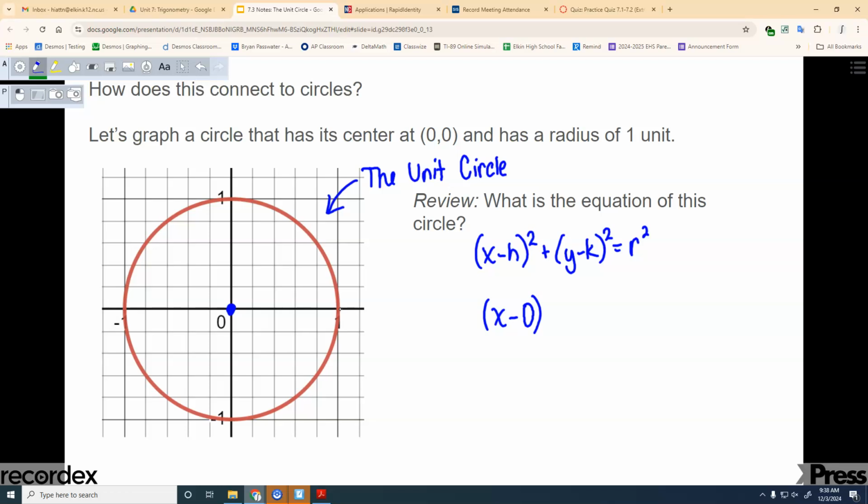Because h, k is your center, right? And our center right here is at 0, 0. So (x minus 0) squared plus (y minus 0) squared equals the radius squared, which is 1 squared. If you get that, the most simple way to write it is x squared plus y squared equals 1.